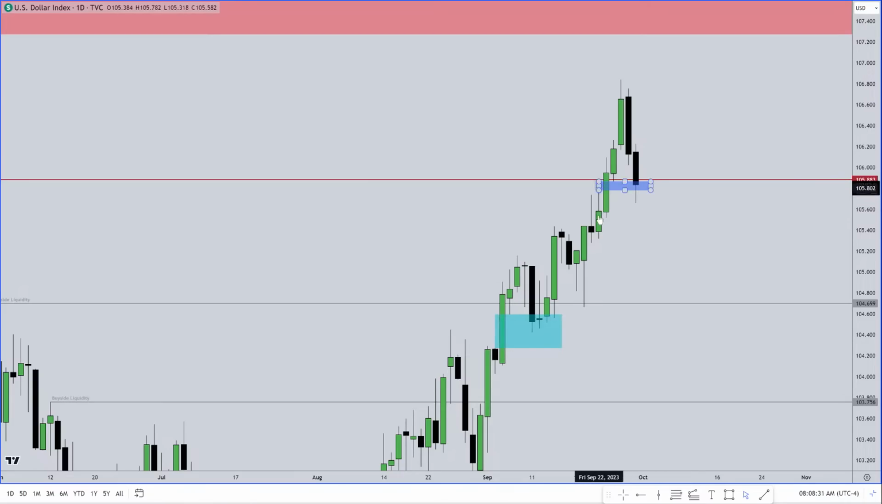So we have this wick as well as a discount range objective on the downside. We'll be looking at this range here to here. You can see the consequent encroachment is tagged there. Anything below this consequent encroachment on a closing basis on the daily chart means that we probably have to come back a little bit deeper than I'd like to see, which means we could see it go into this area here.